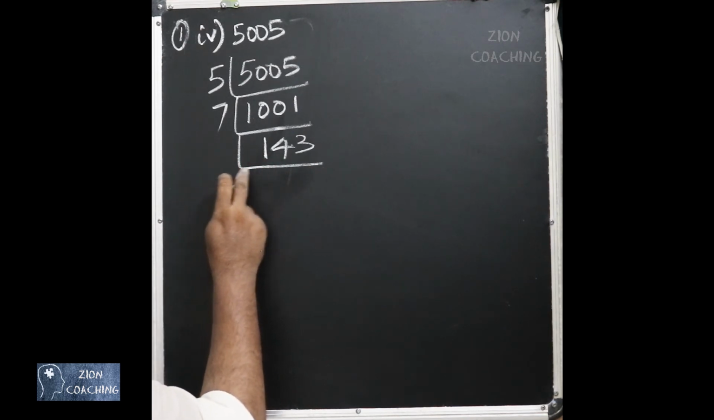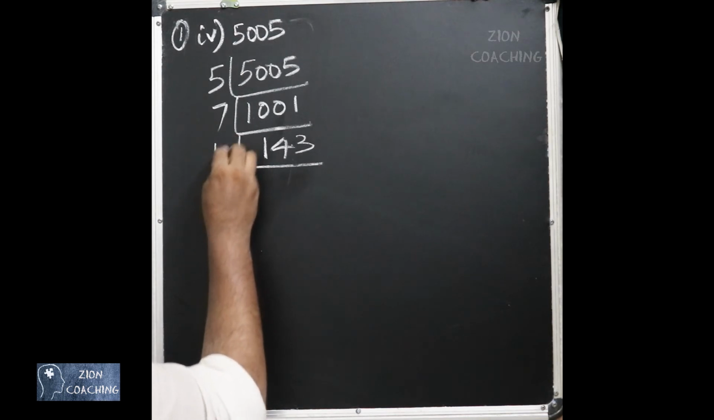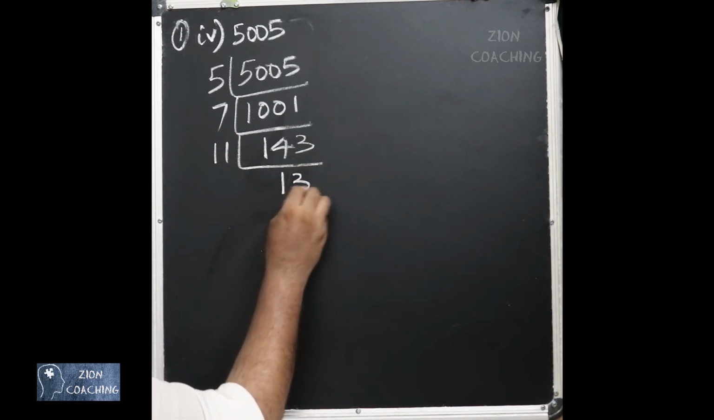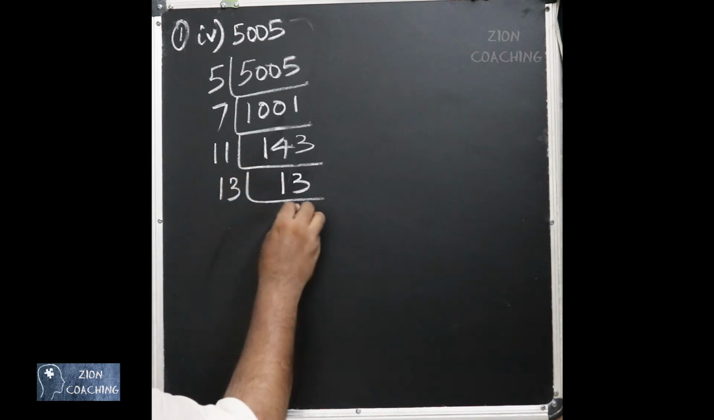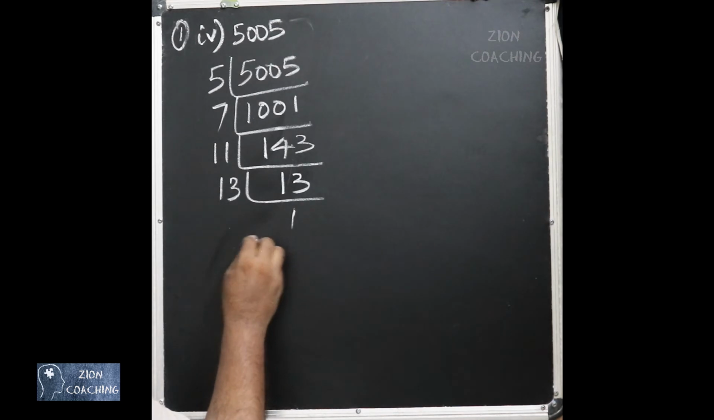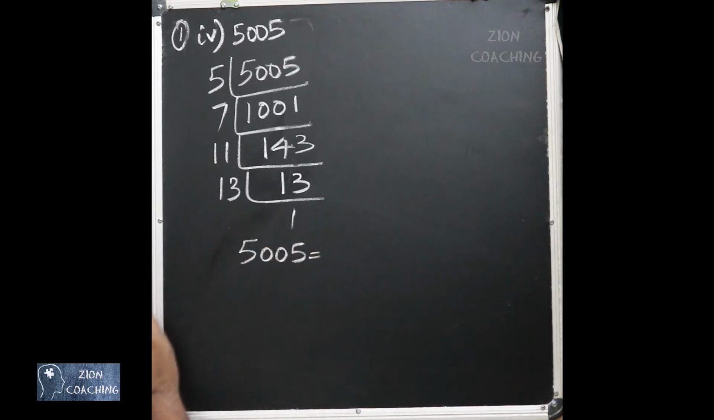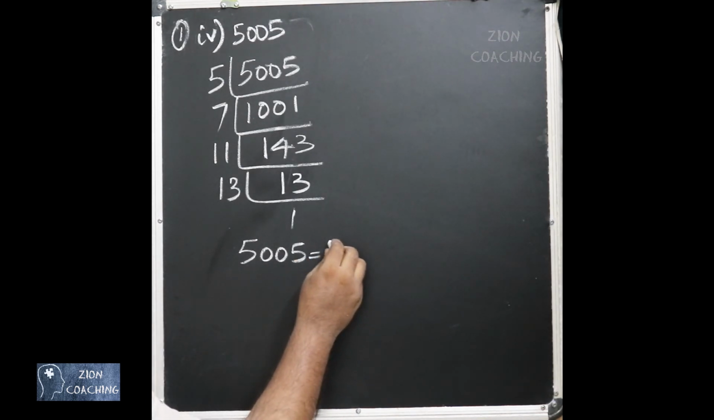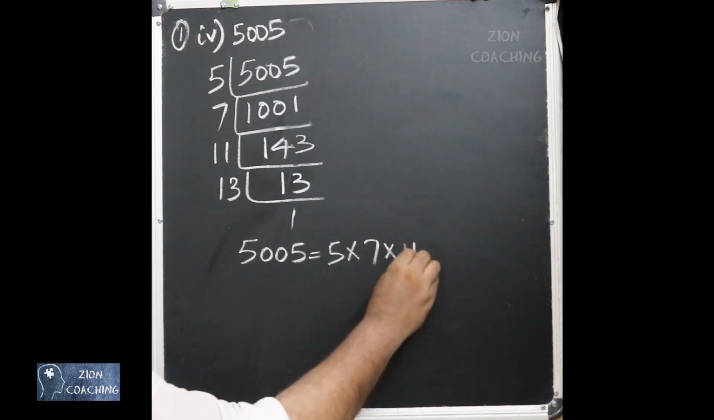Then again it is not divisible by 7, so we will go for the next prime number, that is 11. 1 11 is 11, then 33, 3. Now 13 is a prime number, it is divisible only by 13 one time. Now we can write 5005 as a product of its prime factors, that is 5005 is equal to 5 into 7 into 11 into 13.